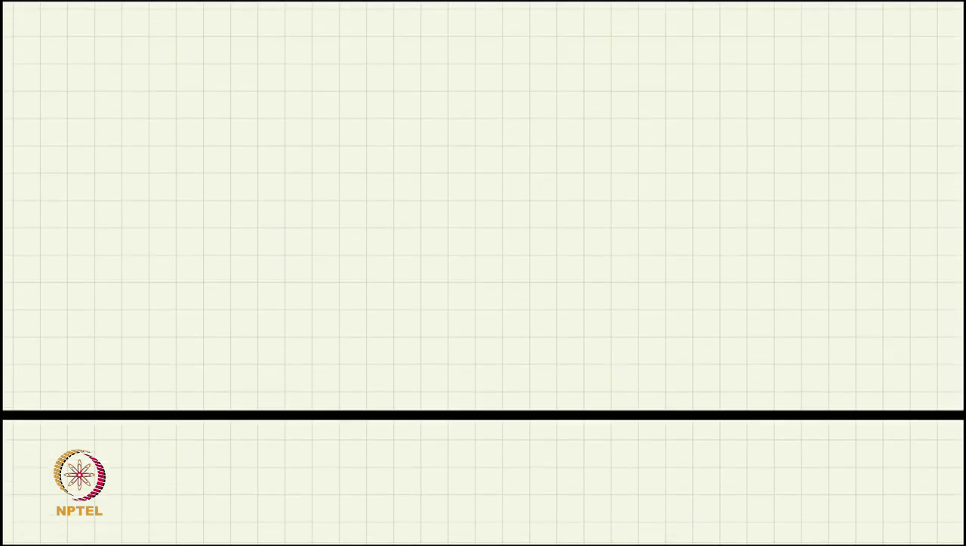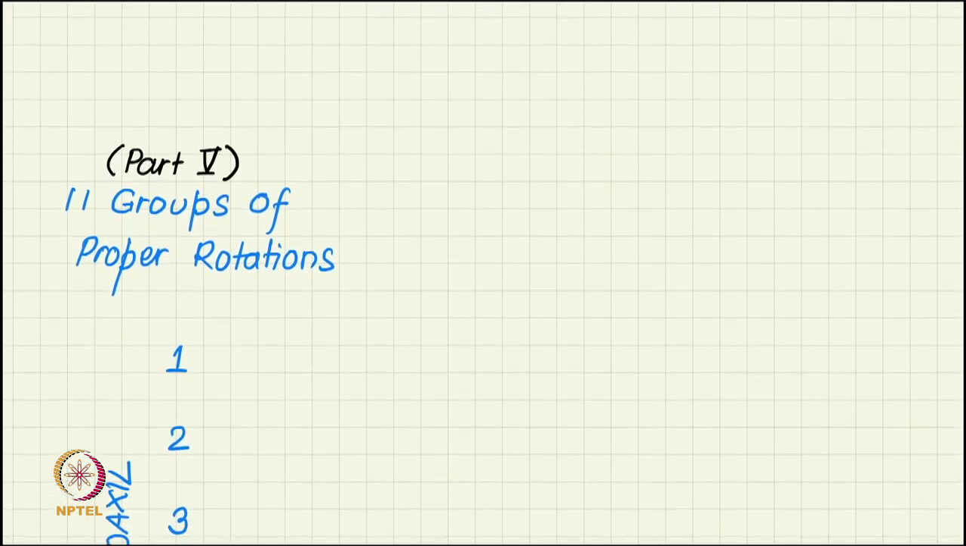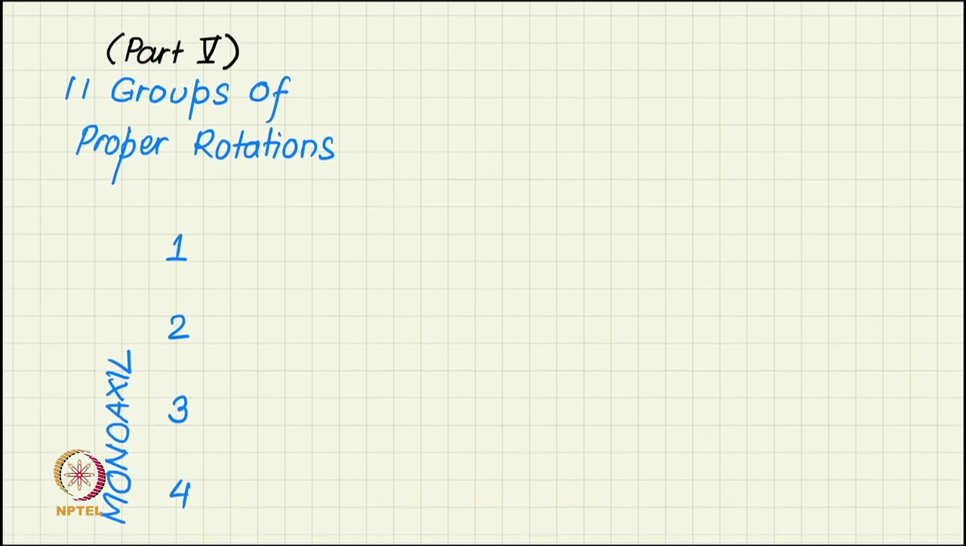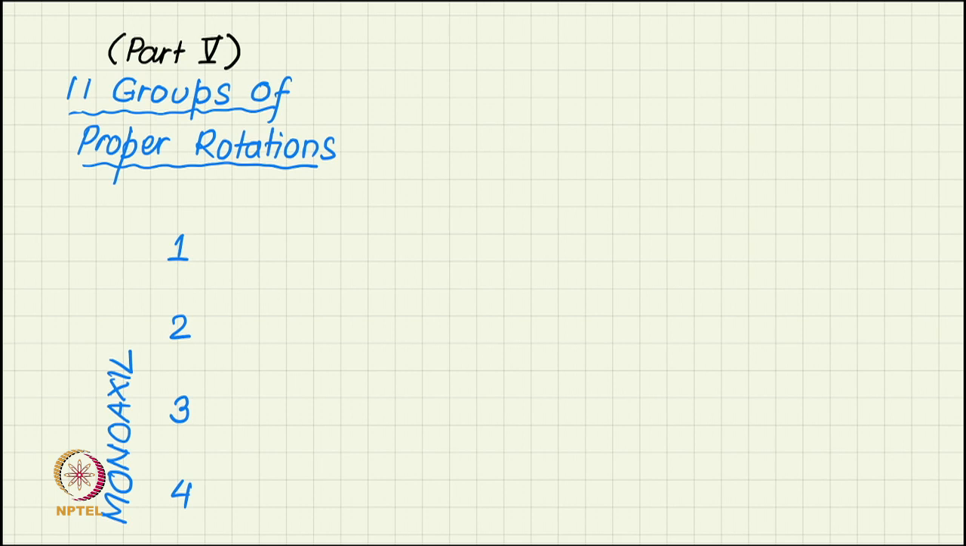If you remember, this number 11 also came in part 5. We summarized our development of 11 groups of proper rotations. Exactly the same number of centrosymmetric groups is there, because if you add the inversion operation to any of these groups, you will get 11 centrosymmetric point groups.